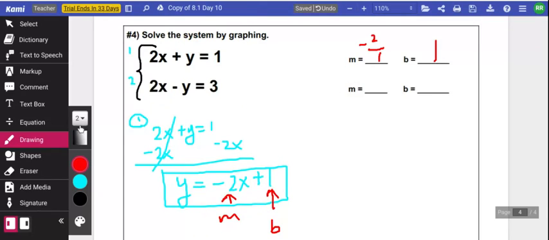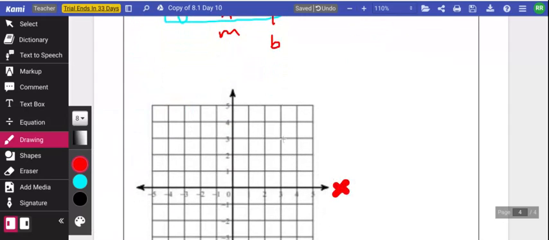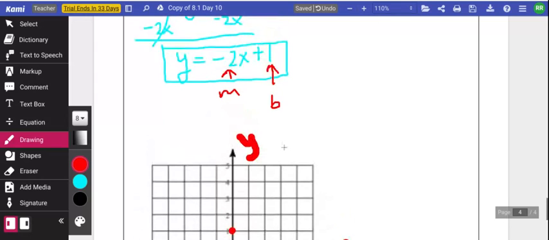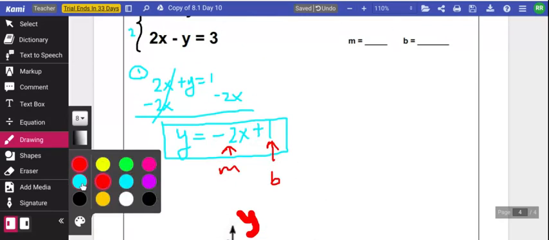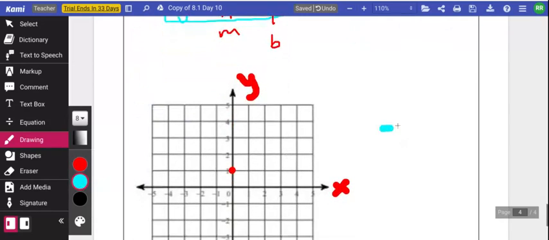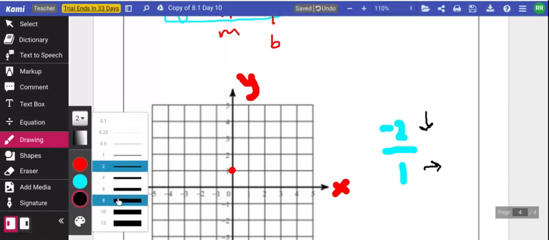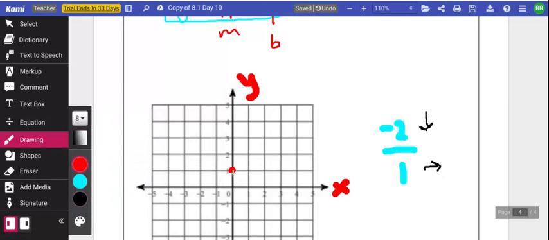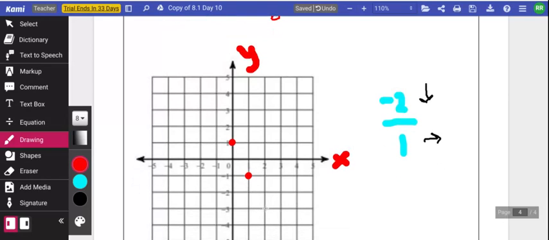I'm going to begin with b. So begin on the y-axis at positive 1. This is the x-axis. This is the y-axis. I'm going to begin right here at 1. And then I'm going to move with m. m is negative 2 over 1. This tells me to go down 2 and right 1. So let's do that from b. Down 2, to the right 1.